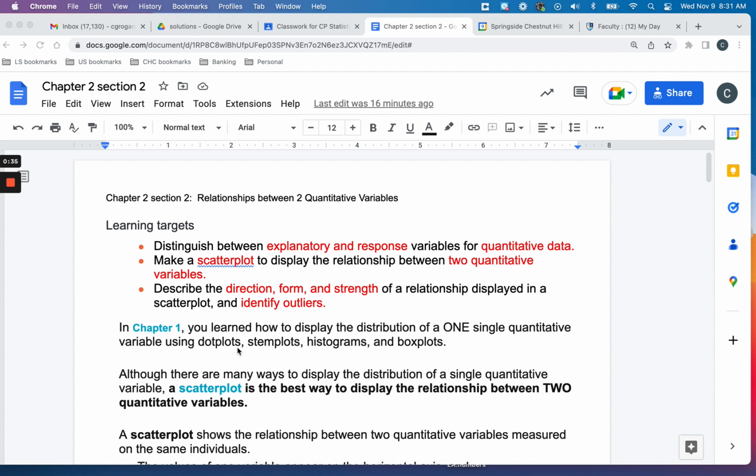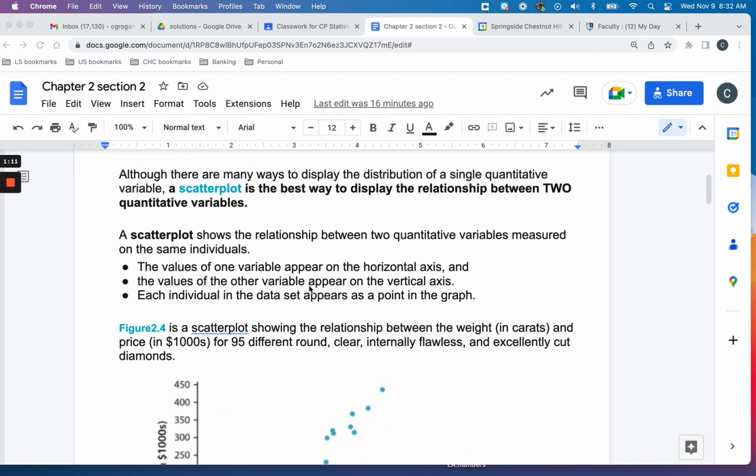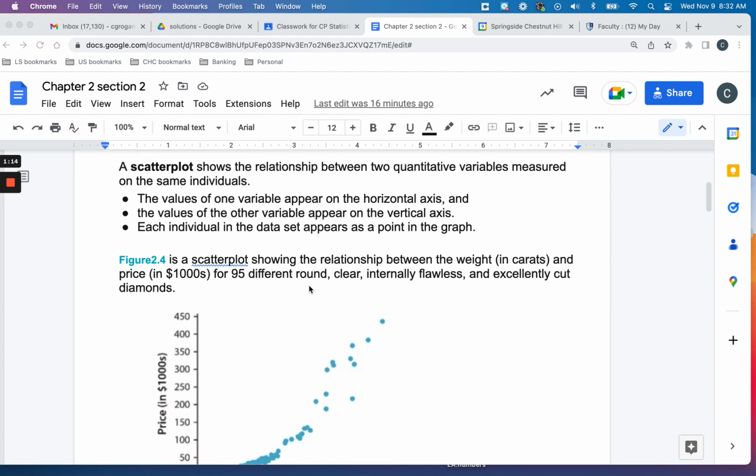And then from the scatter plot, we're going to describe these things: the direction, the form, the strength of the relationship between the variables, and we're going to identify outliers. Now, before, for quantitative variables, we used dot plots, stem plots, histograms, box plots, but that was one quantitative variable. When we do two quantitative variables, one will be along the X, one will be along the Y. Generally, the explanatory is along the X, the response is the Y. But we're going to use a scatter plot, so there'll only be the one plot that we're going to deal with now.